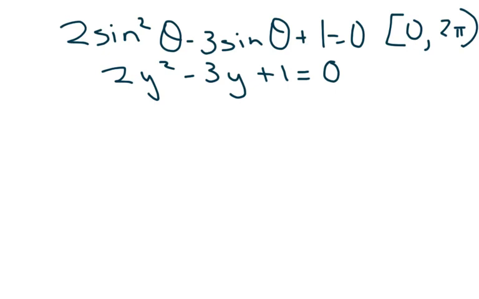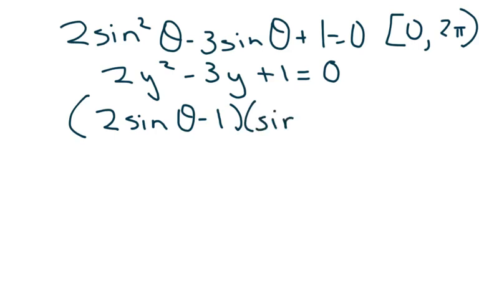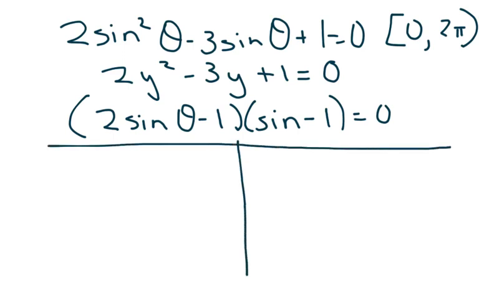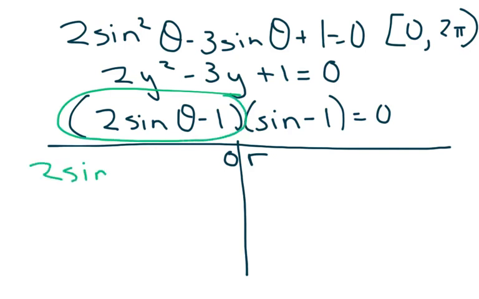Now, I'm not going to use the y here, but you would know how to factor this. And the way you would factor this is 2 sine of theta minus 1 times sine of theta minus 1 equals 0. Now what you're going to do is split this up, and this is an or. So we're going to solve for this piece, 2 sine of theta minus 1 equals 0.